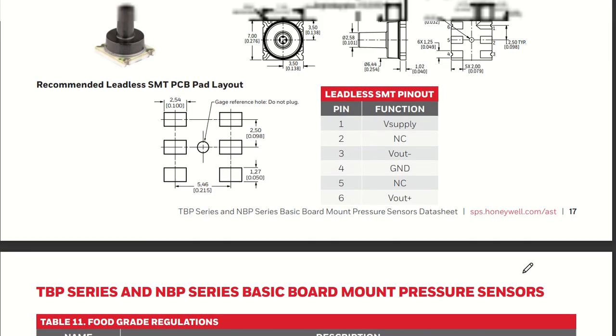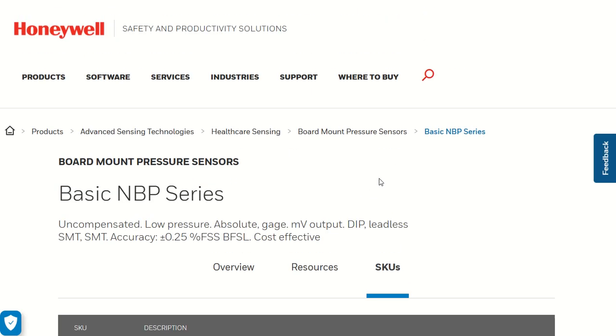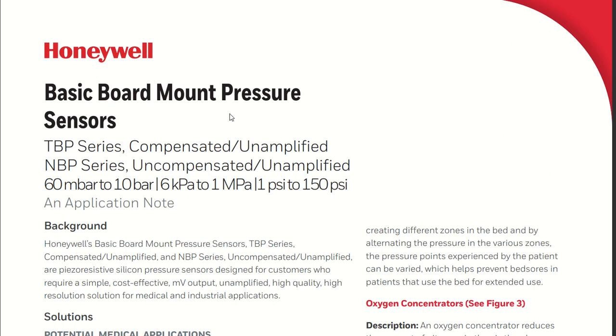So that's all, guys. Hope you have understood these particular pressure sensors that we have talked about, the NBP series and TBP series, and how we can find some of the resources and applications that are available on our Honeywell website as well. So that also you can have a look. At the same time, if I talk to you about a particular TBP and NBP series application note from Honeywell, this is our last topic in this particular video.